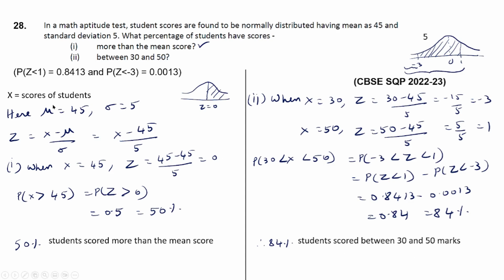So here again, writing what is x and writing the formula for z score, all these carry 1 mark. Then finding the answer for the first subdivision carries 2 marks, and then finding the answer for the second subdivision carries 2 marks. So a total of 5 marks for this question.